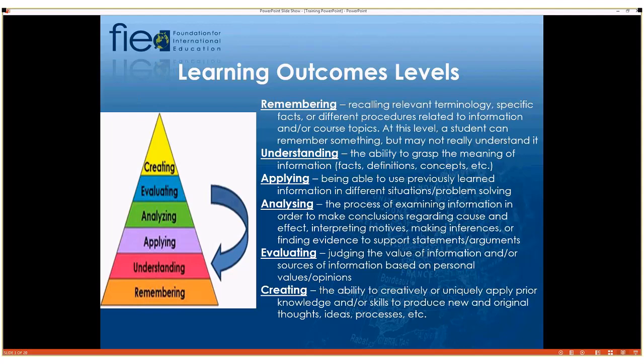Remembering, can the student recall or remember the information? Understanding, can the student explain the ideas or concepts? Applying, can the student use the information in a new way? Analyzing, can the student distinguish between the different points? Evaluating, can the student justify a stand or decision? Creating, can the student create a new product or point of view?